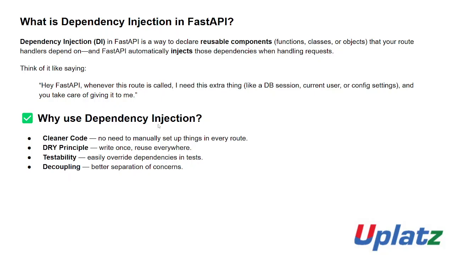Why use dependency injection? Number 1, cleaner code, no need to manually set up things in every route. Number 2, DRY principle, that is, do not repeat yourself. Write once, reuse everywhere. Number 3, testability, easily override dependencies in tests. Number 4, decoupling, better separation of concerns.